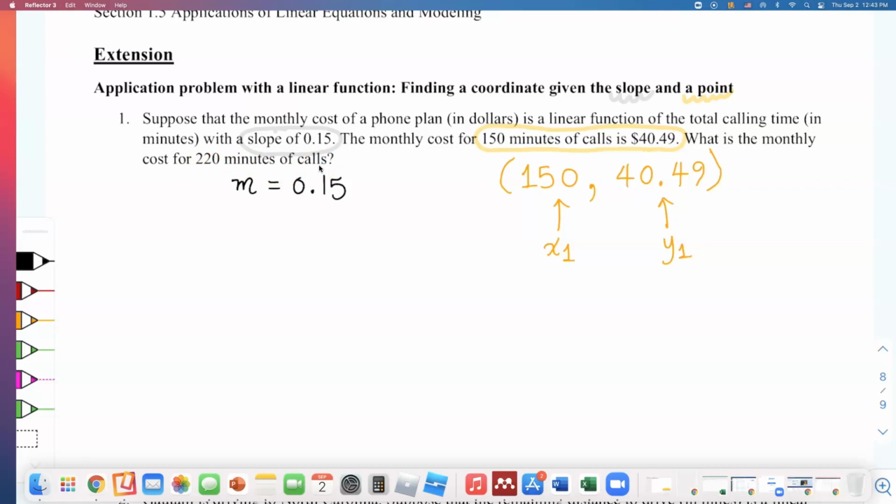Now, I can see us doing this two different ways. We can find the equation, find the rule, and plug in 220, or we can just do the slope formula. I'm going to go ahead and find the equation, and then plug in this 220 minutes. So here's the equation. My favorite, point slope form, because we've been doing this for a while. y minus y1 equals m times x minus x1.